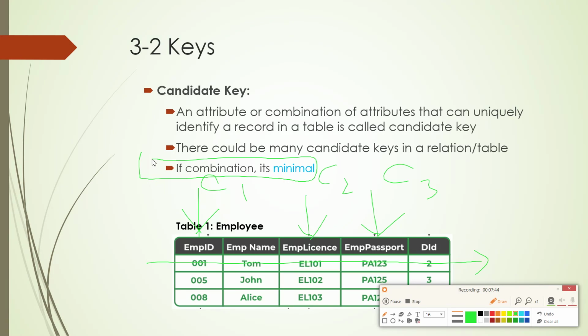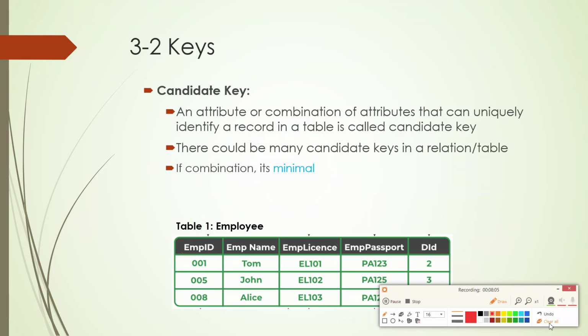Meaning if a single attribute, for example this employee ID, could uniquely identify a record within this table, then we don't need to take another attribute together with it as a candidate key. So this is the difference between the super key and the candidate key.